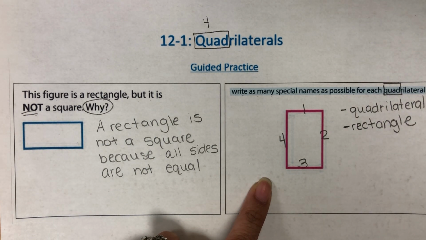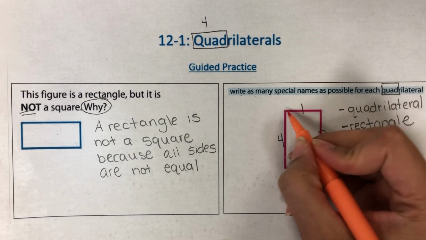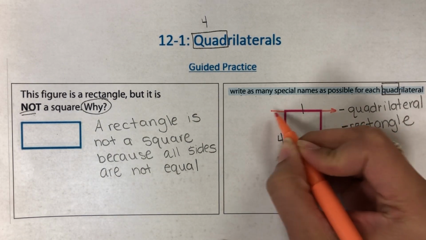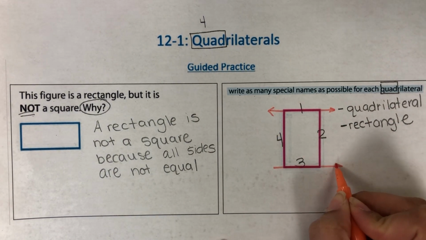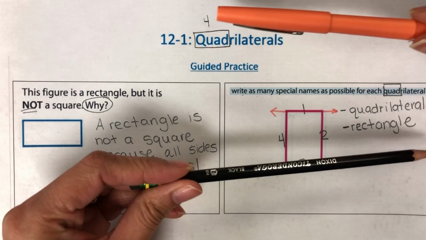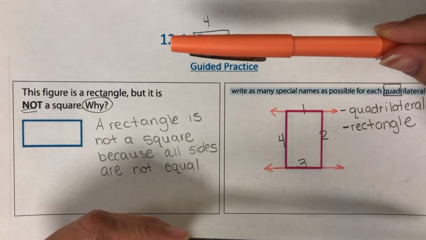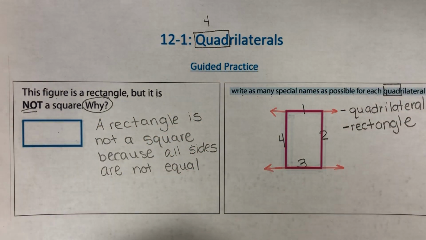But it is also a parallelogram. And a parallelogram has 2 pairs of parallel lines. My top and bottom are parallel. If I extend these lines, they're going to stay the same distance apart from each other. Okay? My top and bottoms are going to stay the same distance apart from each other. They're not going to get closer, they're not going to get further apart, and they're not going to intersect.